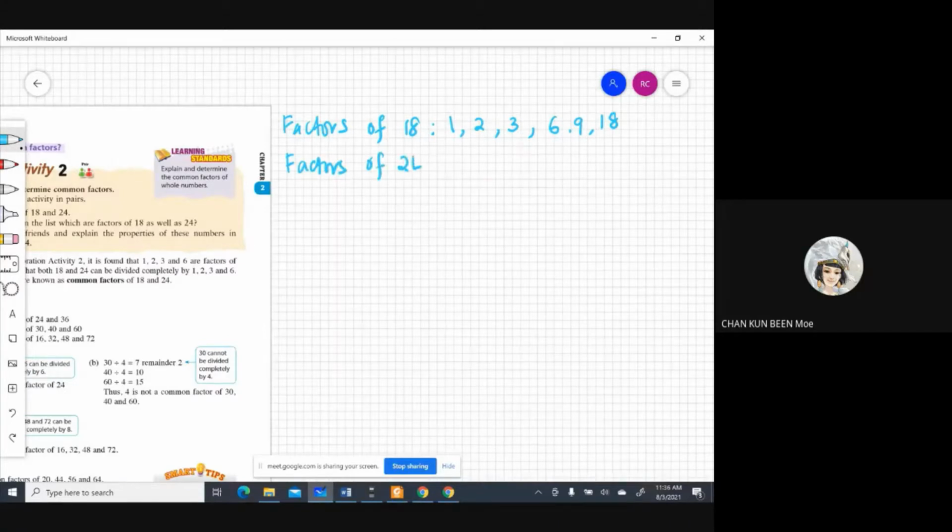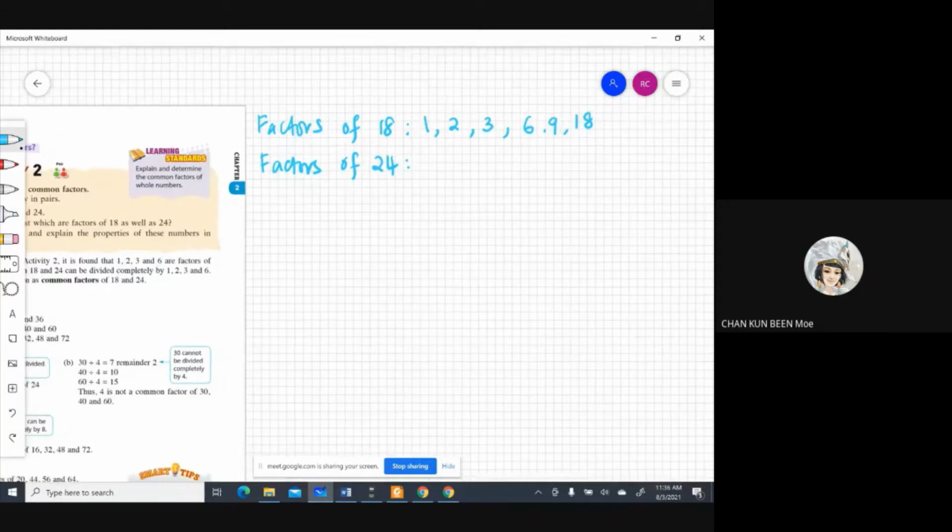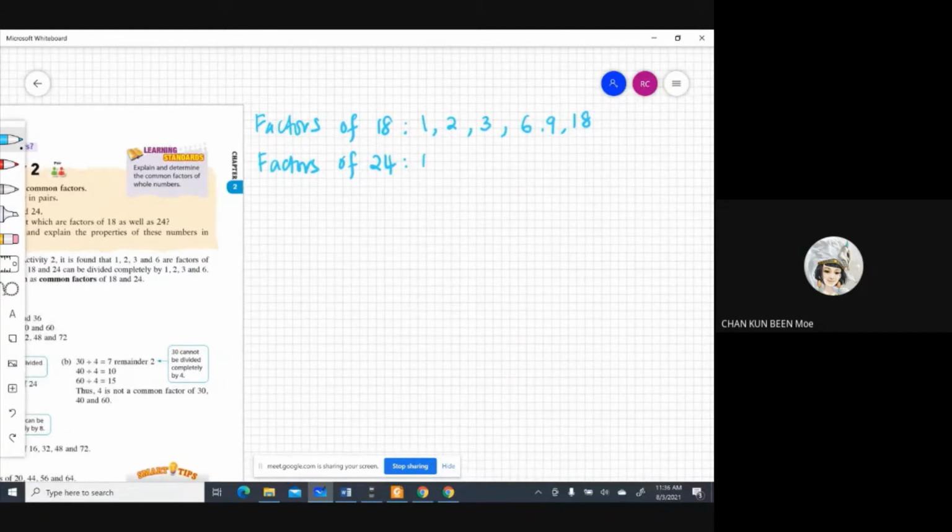Okay, and the second one, we have to find the factors of 24. We are going to do it the same way. Factors of 24. 1 times 24 equal to 24. 2 times 12 equal to 24. And then 3 times 8 equal to 24. 4 times 6 equal to 24. Okay, so these are the factors of 24.